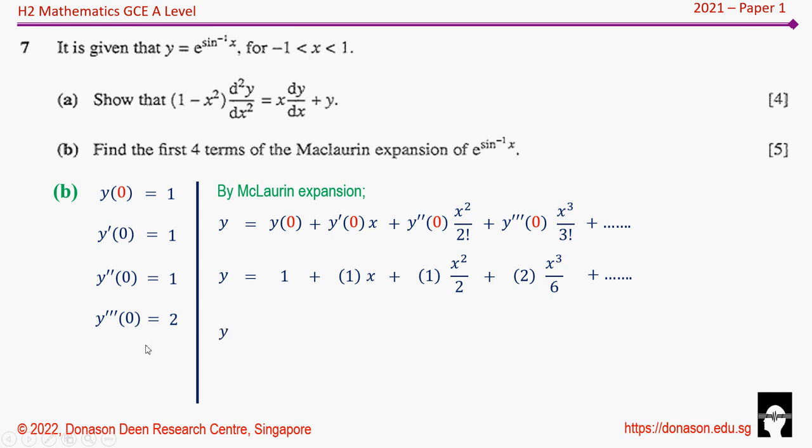So now therefore y is equal to 1 plus x, because 1 times x is simply x, and 1 times x squared over 2 is going to be half x squared, or x squared over 2, and the 2 and the 6 we can simplify to turn it into 1 and 3, right? So this term is going to become x cubed over 3, and so on and so forth. So there we have expressed all the first 4 terms in the Maclaurin's expansion of e to the power of arcsin x. e to the power of arcsin x is simply equal to 1 plus x plus x squared over 2 plus x cubed over 3, and so on and so forth.